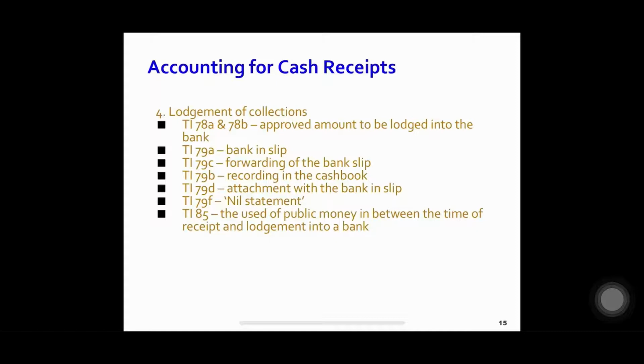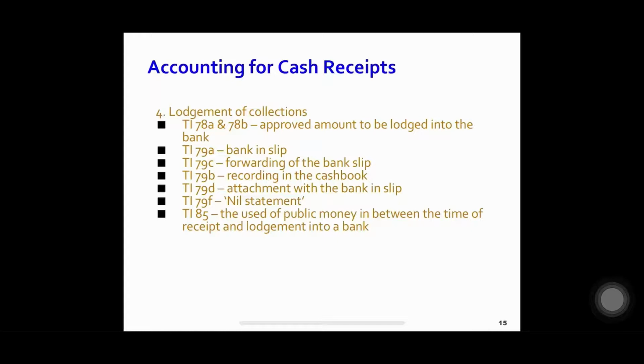the bank. Following TI 79A, a bank slip must be prepared when collections are lodged into the bank and must be forwarded to the respective treasury at the end of each month. Meanwhile, the total lodgement for the day will only be recorded in the cash book on the day of lodgement.